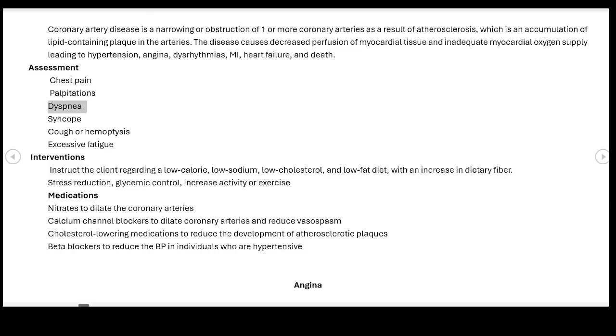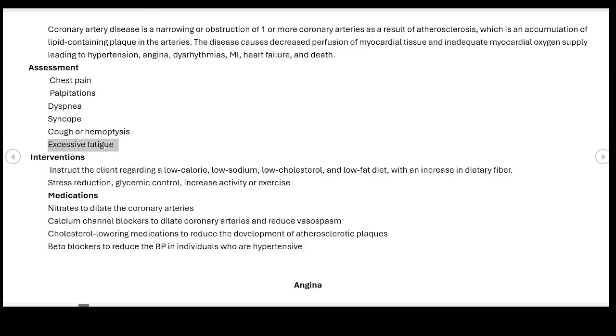Next, we'll talk about dyspnea. That's difficulty breathing. The respiratory system would like to compensate for what is going on. And again, we have difficulty breathing, which is dyspnea. Then syncope. This is the sudden loss of consciousness as a result of the low blood flow, or when there's a sudden change in blood pressure or the heart rate. Then we talk about cough or hemoptysis. Hemoptysis is when you are coughing out blood. And then we have excessive fatigue.